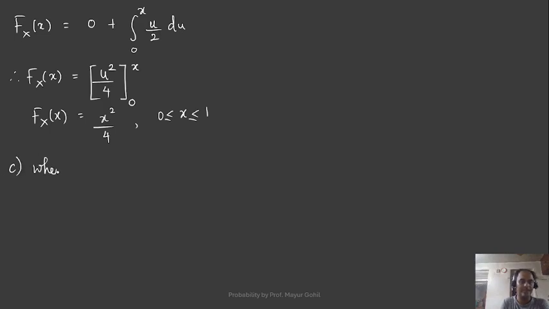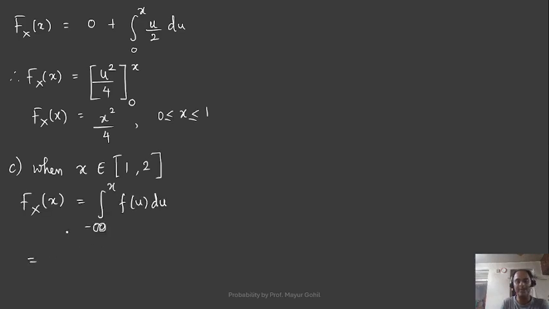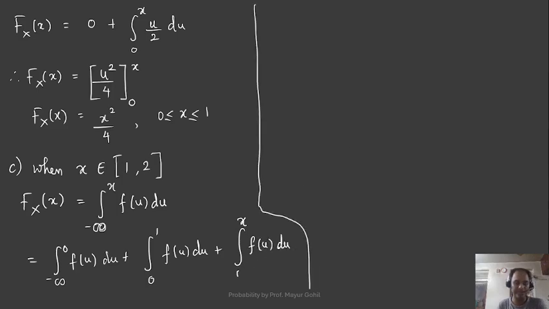So when x belongs to the interval 1 comma 2, again the same definition. Now you split your integral: from minus infinity to 0 of f of u du, plus 0 to 1 of f of u du, and now from 1 to x of f of u du. That is what you get.